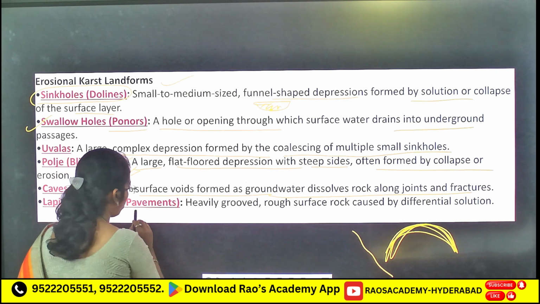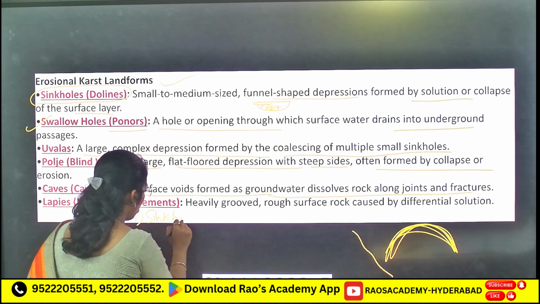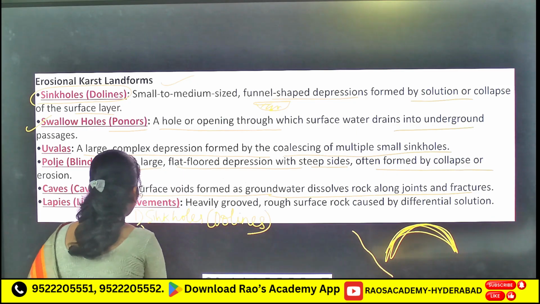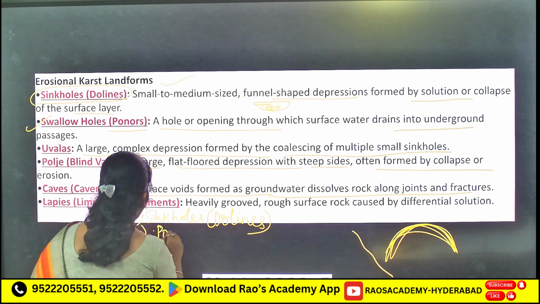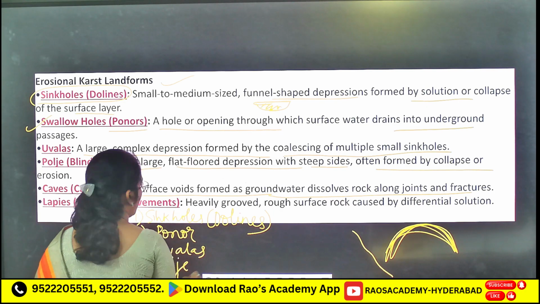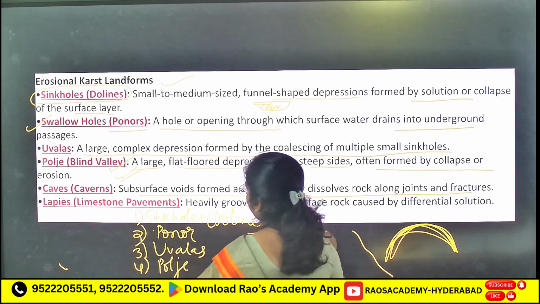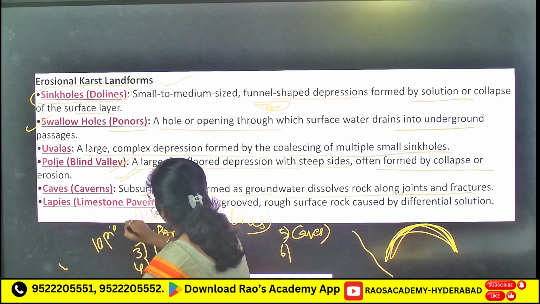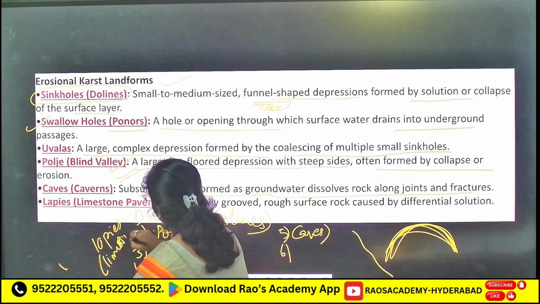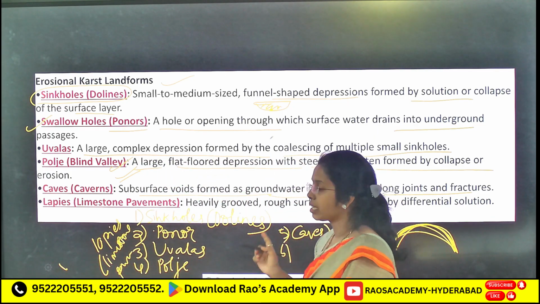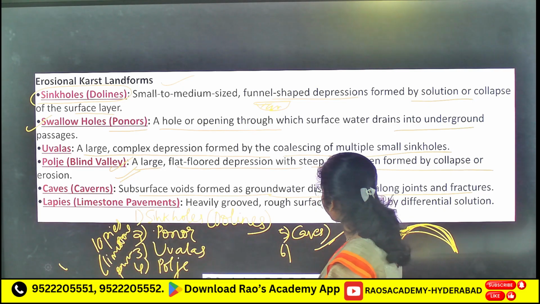Erosional, what you have to remember? Sinkholes or dolines. Next, ponor. Next, uvalas, polje, caves, and lapis or limestone pavement. Sinkholes, ponor, uvalas, polje, lapis and caves are erosional.